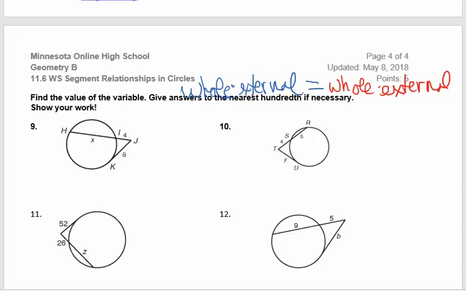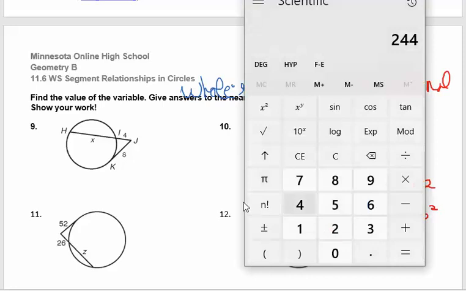So let's look at number 12. So the whole in this one would be 5 plus 9 times the external part, which is just 5, and that's equal to the whole of the other segment, which is b, times the external part, which is also b. So that's the same as b squared. And then you will simplify the left side. 5 plus 9 is 14. So you'll take 14 times 5, and that will be equal to b squared. And 14 times 5 is 70.